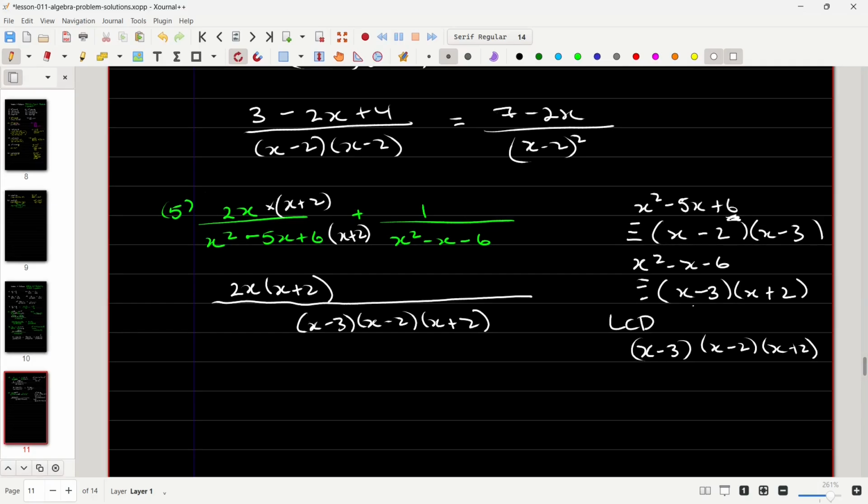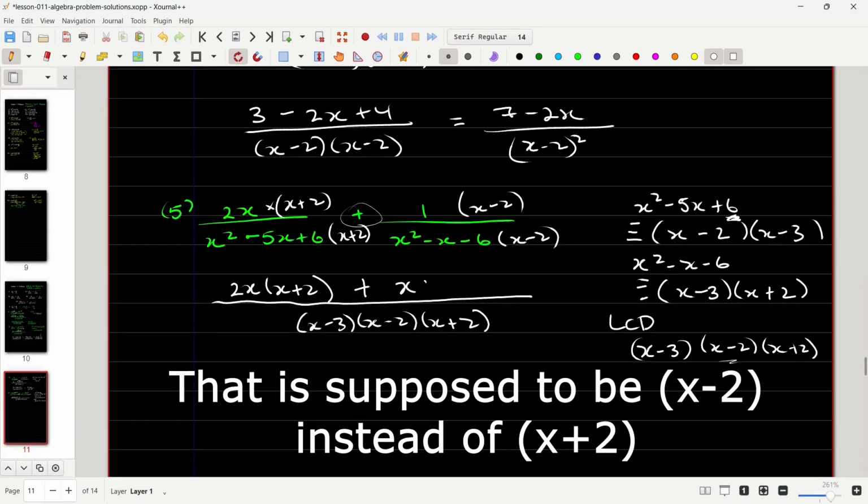Let's look at the other one. The other one is (x minus 3) and (x plus 2), so I need to multiply by x minus 2. So I'm going to multiply here by x minus 2, and I'm going to multiply here by x minus 2 as well. So let's work that out. That is plus because of the operator here, and it's going to be x plus 2. And I just need to expand and simplify.